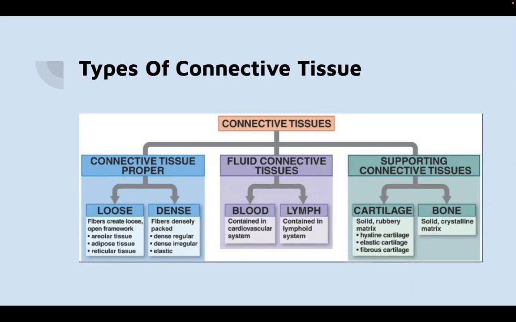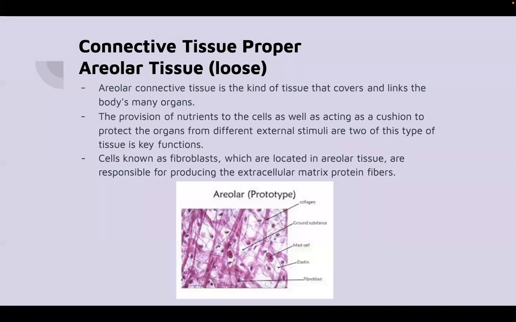Connective tissue proper, which is sometimes referred to as fibrous because it has many fibers in its extracellular matrix, is divided into two subgroups based on the proportion of cells, fibers, and ground substance. Subgroup 1 is loose connective tissue, as you can see here, and it has fewer cells and fibers and more ground substance than subgroup 2, dense connective tissue.